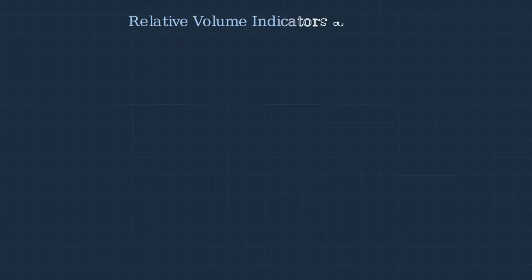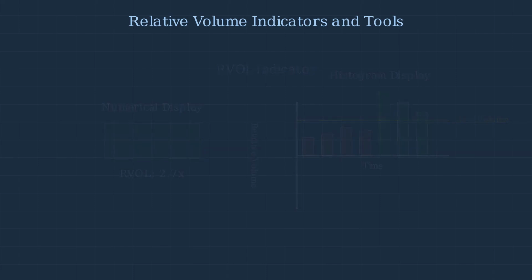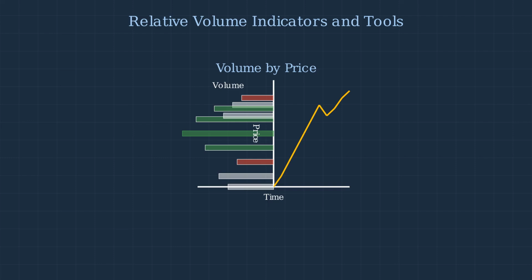Several specialized tools are available to help traders visualize relative volume. The RVL indicator displays the volume ratio either numerically or as a histogram, allowing traders to quickly see how current volume compares to average volume. Volume by price shows distribution of trading volume at different price levels, revealing where most transactions occur. Higher volume bars indicate price levels with significant trading interest.